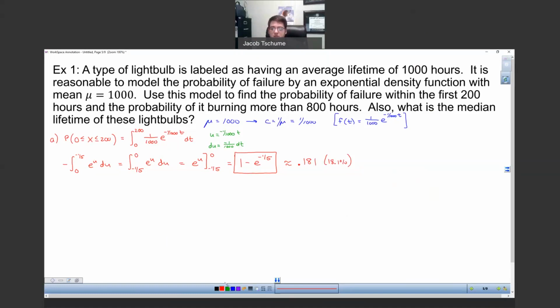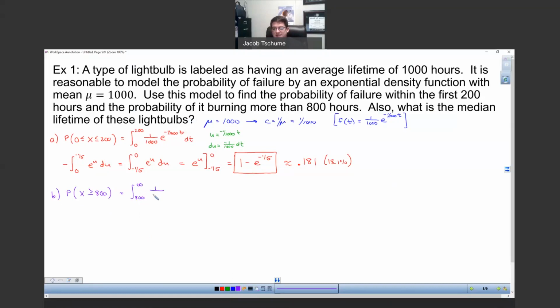All right, so now moving to part B. Part B says, what's the probability of it burning more than 800 hours? Now, we don't know a maximum here, so to make this a little bit easier, I'm just going to say what's the probability that X will be greater than or equal to 800. So setting up this density function integration, we will integrate from 800, and since we don't know an ending time, we'll just call that infinity.